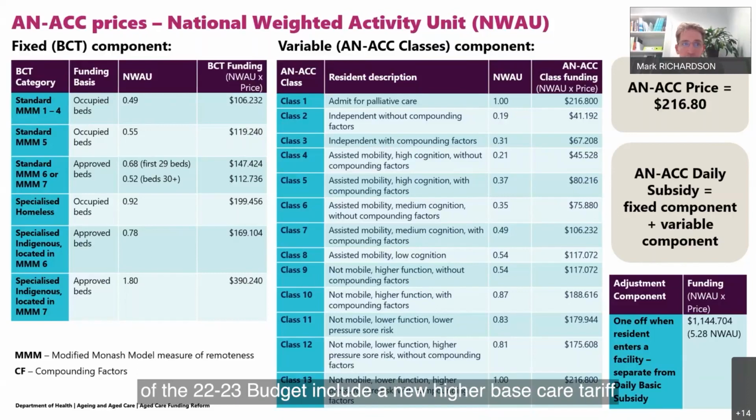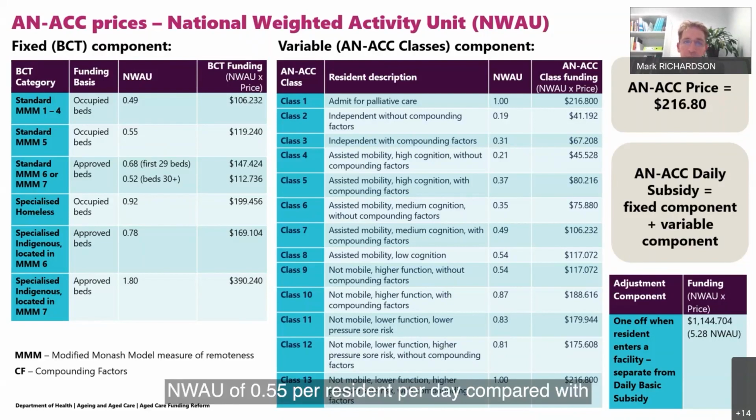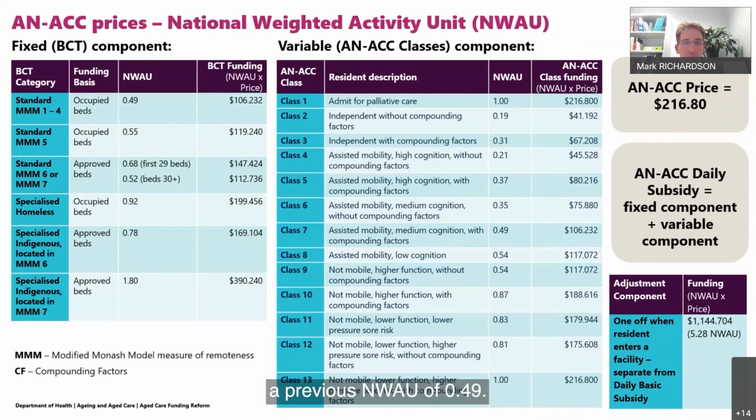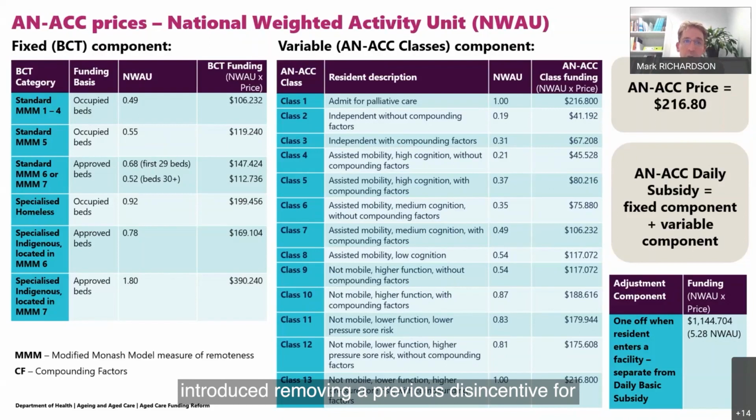Changes to base care tariffs announced as part of the 22-23 budget include a new, higher base care tariff for facilities in M 5 areas, small rural towns, and changes to the way base care tariff payments are calculated for M 6, remote, and M 7, very remote, facilities. Facilities located in M 5 areas will now receive an NWAU of 0.55 per resident per day, compared with a previous NWAU of 0.49. This reflects the higher cost of delivering care in these communities, as evidenced from facility-level data collected through the 2021 Aged Care Financial Report. A 2-stage payment calculation for facilities located in M 6 and M 7 communities has also been introduced, removing a previous disincentive for facilities to increase bed numbers beyond 29 beds.